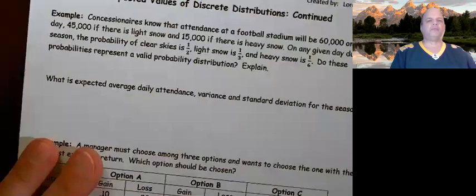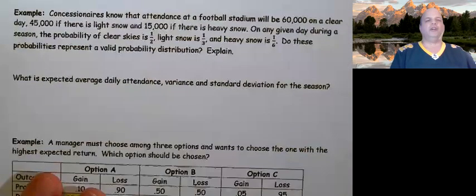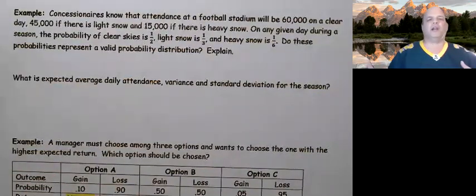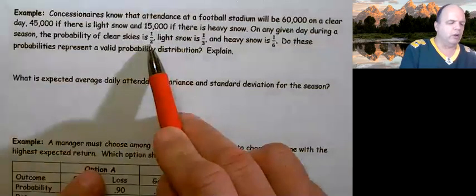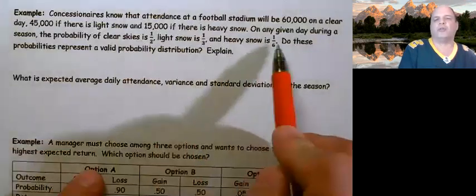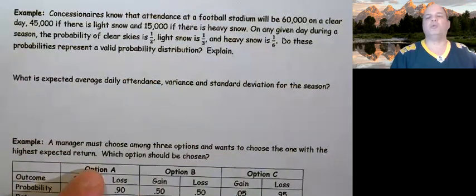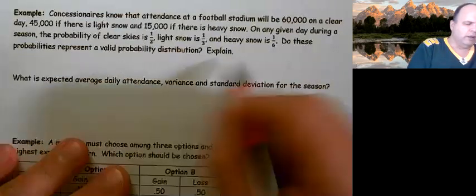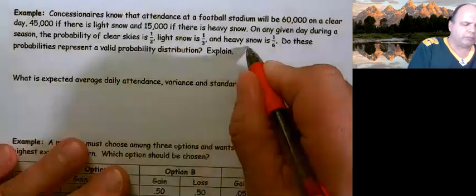Concessionaires know that attendance at a football game will be 60,000 on a clear day, 45,000 if there's light snow, and 15,000 if there's heavy snow. The probability of clear skies is 1/2, light snow 1/3, and heavy snow is 1/6. Do these represent a valid probability distribution? Yes or no? First off, these are all fractional. None of them are negative, so they're between 0 and 1, so that sounds good. Now we need to check to see if they add up to 1.